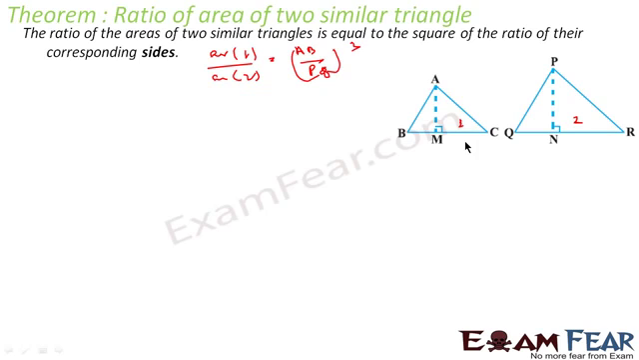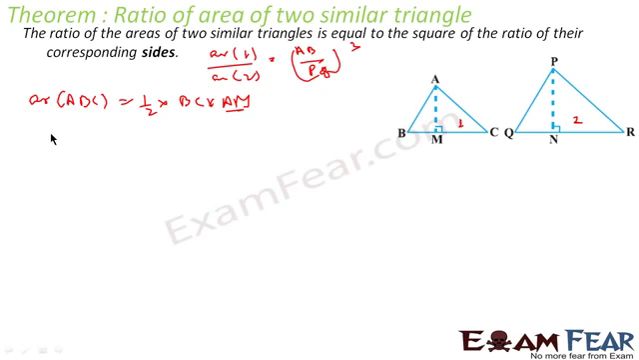We will prove this. To prove this, we know that area of triangle ABC is nothing but 1 by 2 into BC into AM. Correct? Also, we have seen in the last example that ratio of side altitude is equal to ratio of sides, that we have seen actually. Correct?